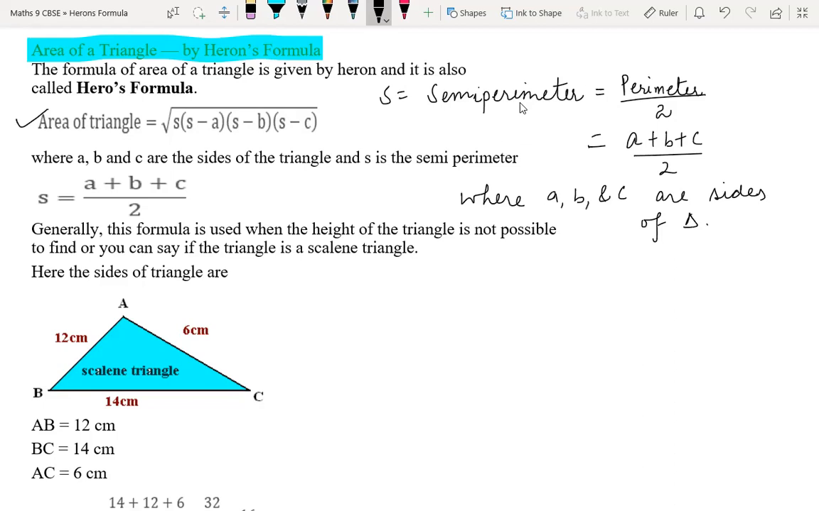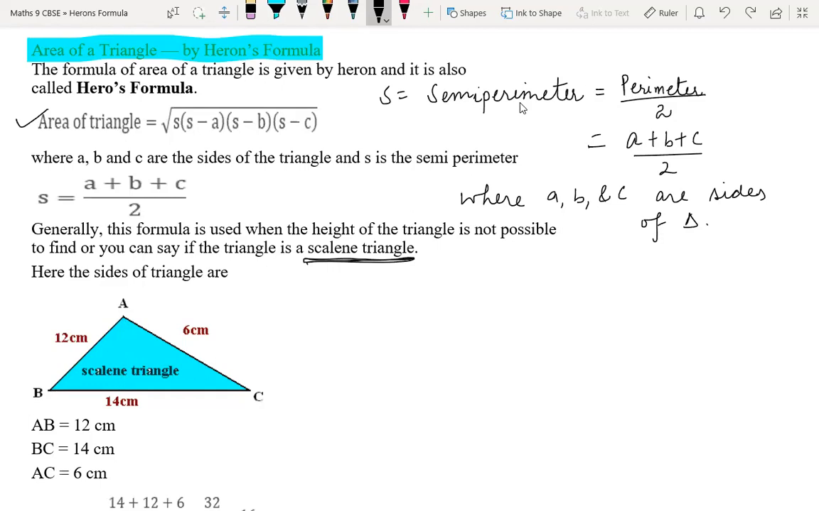Generally, this formula is used when the height of the triangle is not possible to find, or you can say that the triangle is a scalene triangle. What is a scalene triangle? You know that, children? Yes, sir. All sides are different. Yeah, and here we can't find the height also because we don't know the base, we don't know the height.